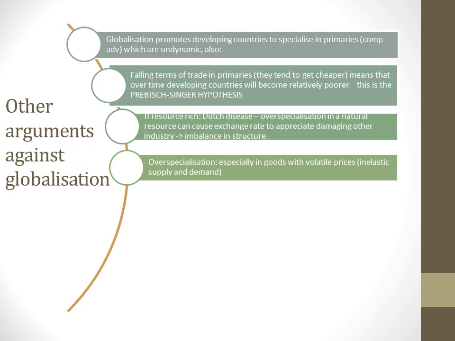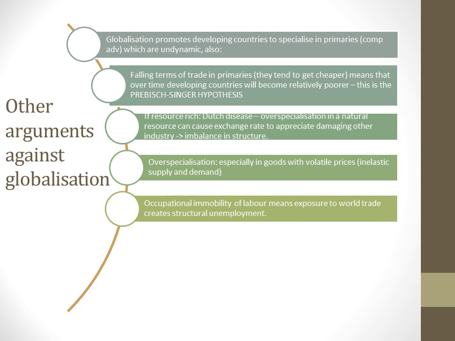And also that if you over-specialize in goods like primaries, they tend to be volatile because they have inelastic supply and demand. Have a look at how that will work on a supply and demand diagram. Price is volatile when the curves are steep, and this can cause all sorts of problems in developing countries.